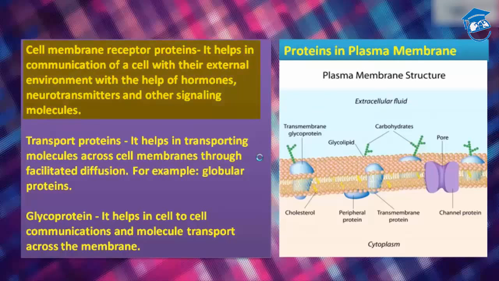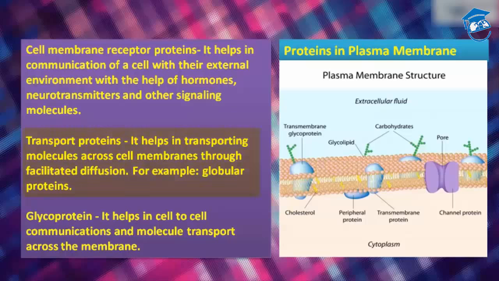Cell membrane receptor proteins help in the communication of a cell with its external environment with the help of hormones, neurotransmitters and other signaling molecules. Okay, so this is the extracellular fluid and this is the cytoplasm, and these are the proteins which are embedded in the plasma membrane.